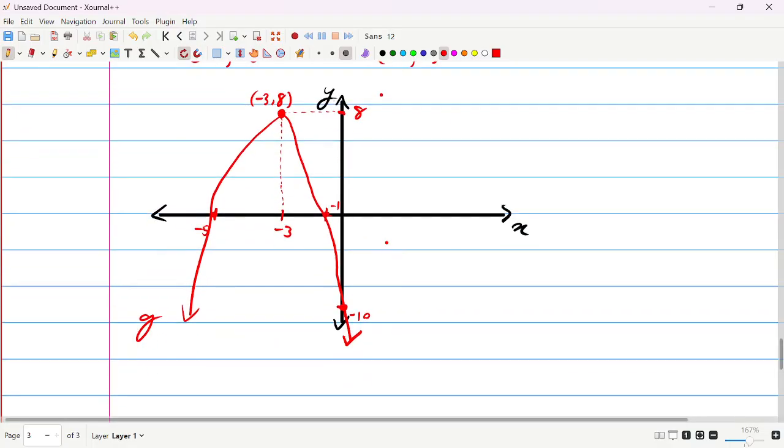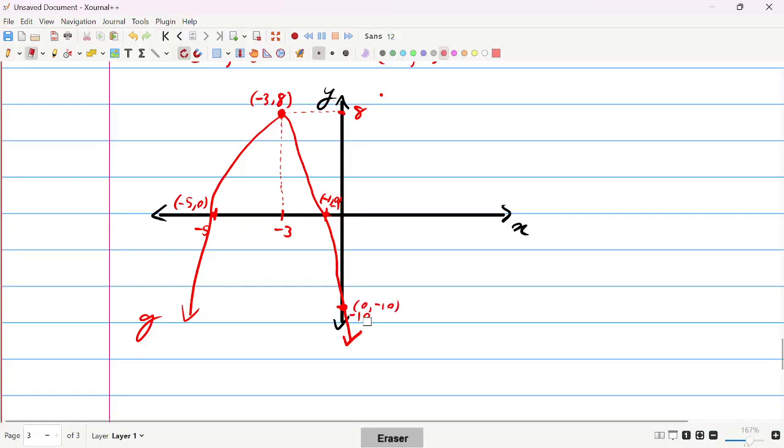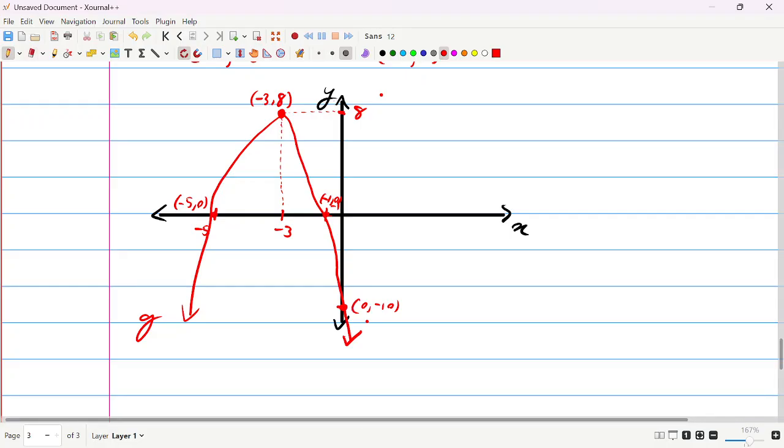And we obviously write down the coordinates properly, by the way. It's -5 and 0. This one is -1 and 0. This one is going to be what? 0 and -10. Okay. And there we go. We just did all the coordinates. And that is how we sketch parabolas using the quadratics and the turning point forms.